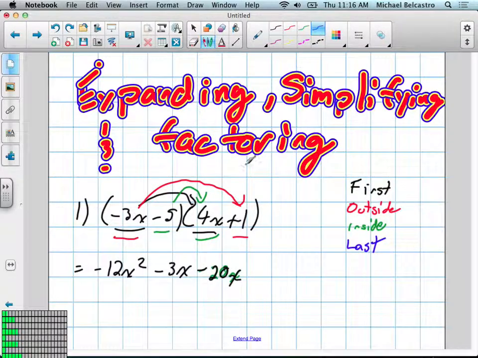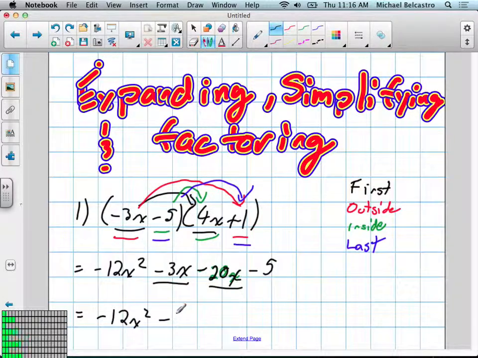And then finally, the last numbers are negative 5 and 1. Distributive property again is just negative 5. We then collect our like terms, which are only our two terms in the middle. And we're left with negative 12x squared minus 23x minus 5.